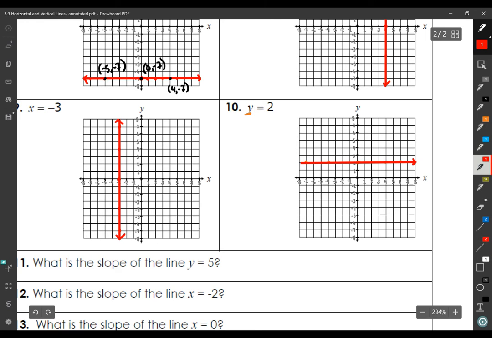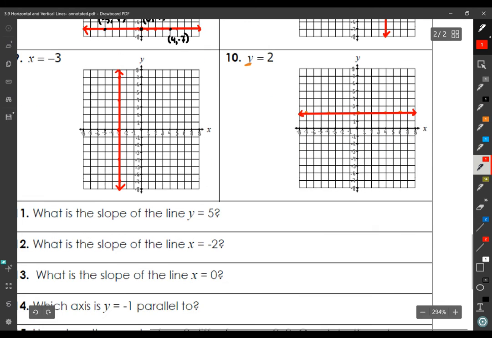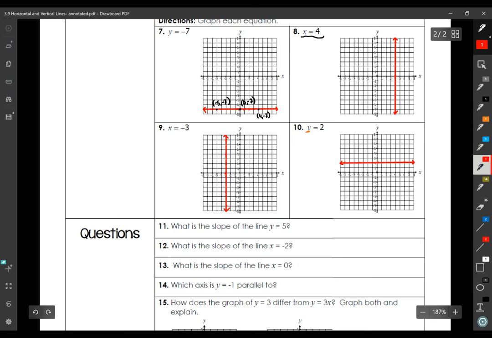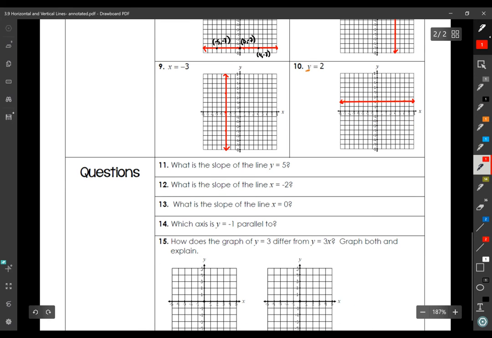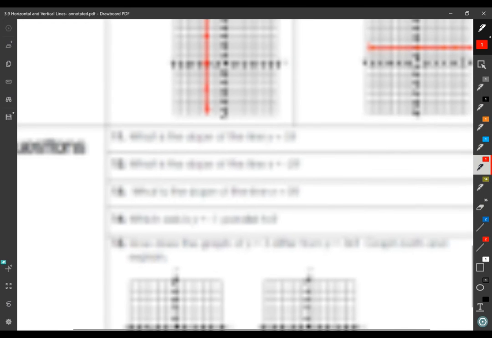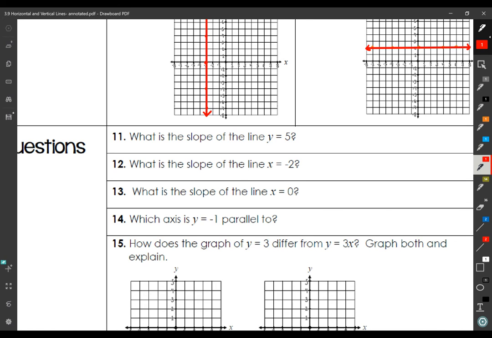Okay, there we go. So the equation of this line is y is equal to 2. Okay, some more questions. All right, so 11, what is the slope of the line y is equal to 5?